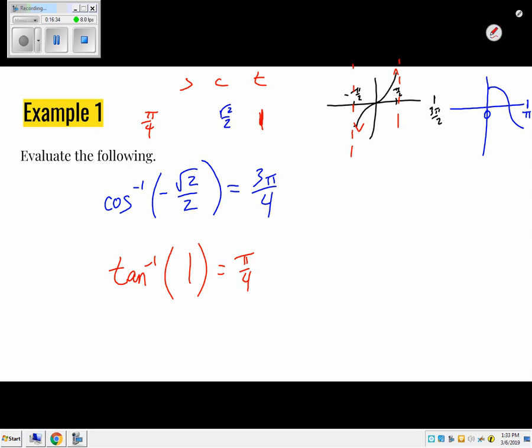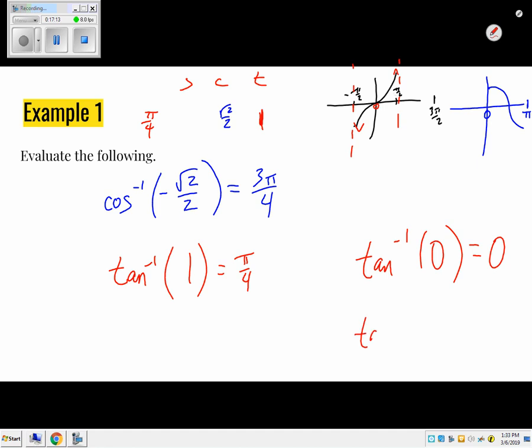Let's do one more. Tangent inverse, I'll do 2 more. Tangent inverse of 0. I'm giving you the ratio. You're giving me the angle. 0? Not 2 pi. Because remember, for tangent, I can only go between negative pi over 2 and pi over 2. 2 pi is way out here. 0. Not for inverses, because I can't go out that far.